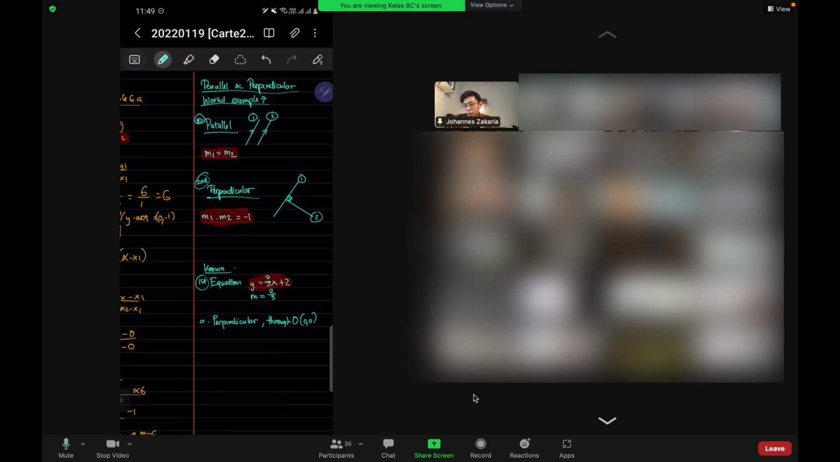We are talking about parallel and perpendicular. We have two functions, and then there are two lines in the graphic. Parallel or perpendicular, we are talking about the relationship between those two lines. Okay, so there are two lines. What is the relationship between them?